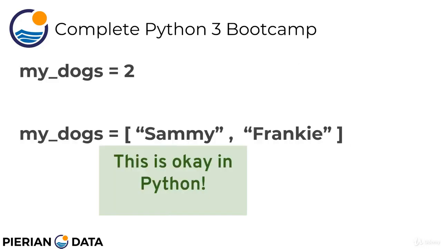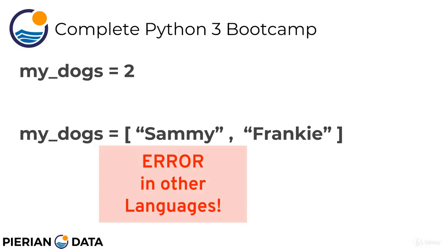In Python, something like this is totally okay. Here I've assigned my_dogs variable name equal to 2, and then later on in my code, I went ahead and reassigned the same variable name, my_dogs, to a completely different data type, a list, Sammy and Frankie. Now that's totally okay in Python, but in other languages, that would produce an error.